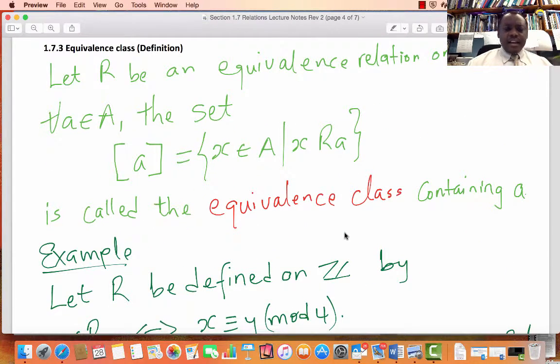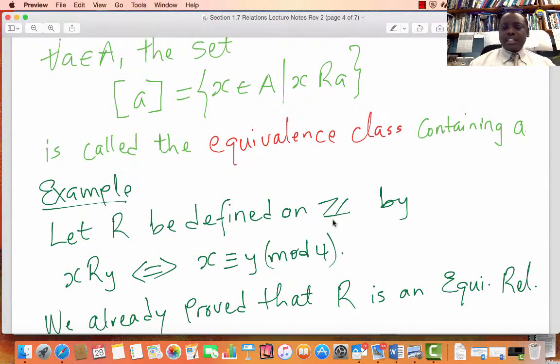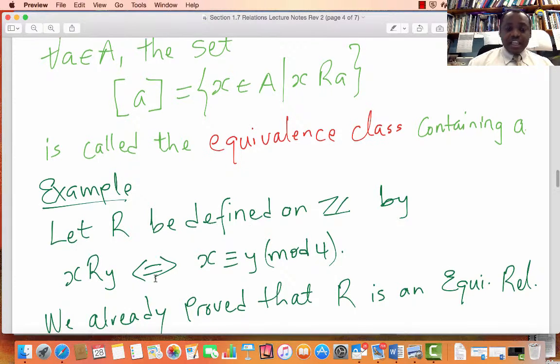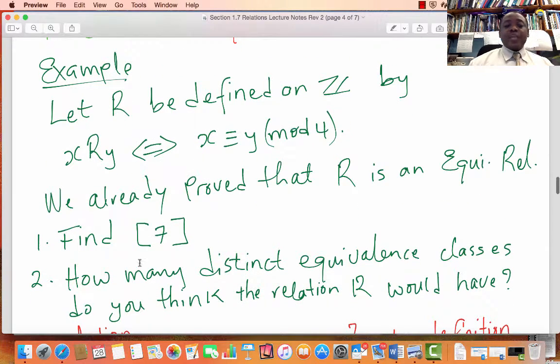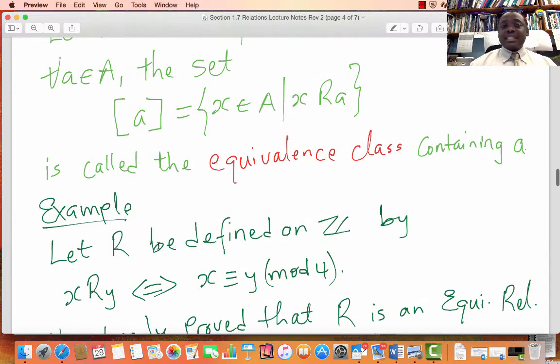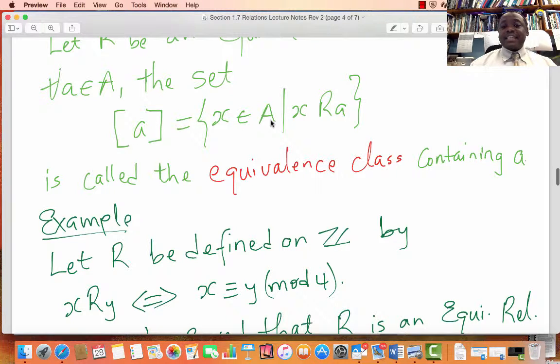Let's go to an example. Let R be defined on the set of integers Z by x related to y if and only if x is congruent to y mod 4. I am using this example again because we just proved that R is an equivalence relation. So I want you to find the equivalence class of 7. Again, by definition, the equivalence class of 7 would be the set of all elements in Z such that the elements are related to 7.